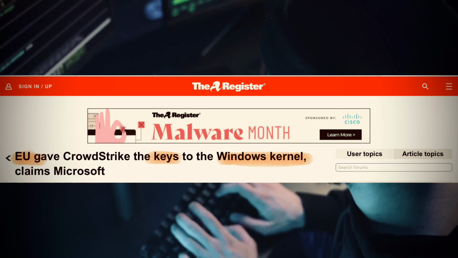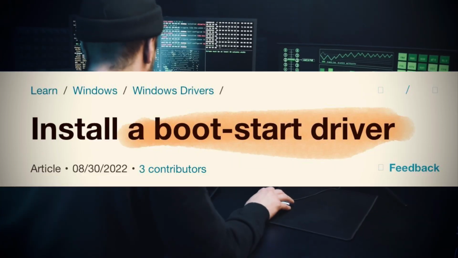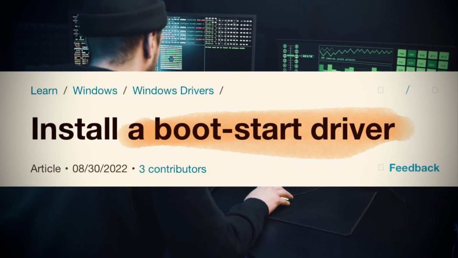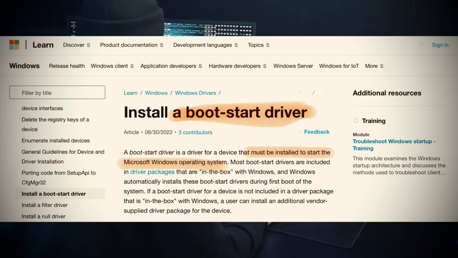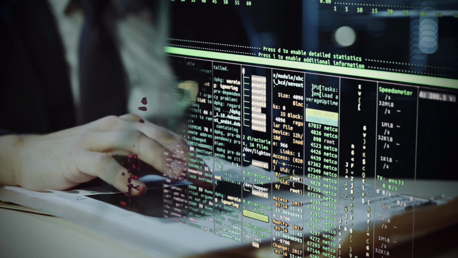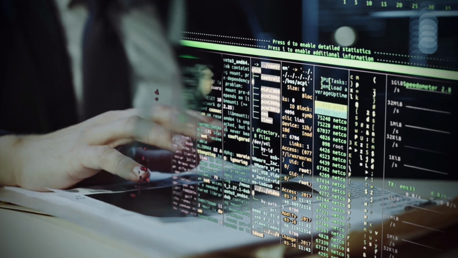Additionally, it has been said that the driver of the CrowdStrike Falcon is a boot start driver. That means it must be installed to start the Microsoft Windows operating system. Ergo, this company has been given great power. It has been explained by an ex-developer from Microsoft, and here's his introduction.